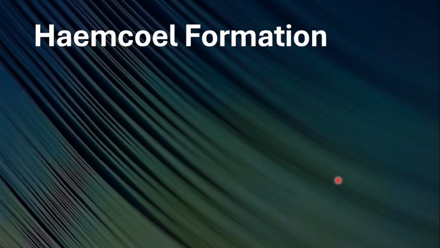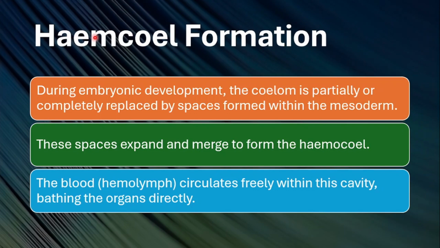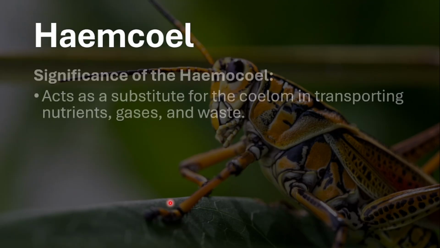So, the hemocoel formation, and we pronounce it wrong, it's spelled wrong again, it's supposed to be coel. So how is the hemocoel formed, right? During embryonic development, the coelom is partially or completely replaced by spaces formed within the mesoderm. These spaces expand and merge to form the hemocoel, which is the blood cavity. The blood or hemolymph, which is blood in animals, circulates freely within this cavity, bathing the organs directly. Because why? Because we're talking about an open circulatory system.